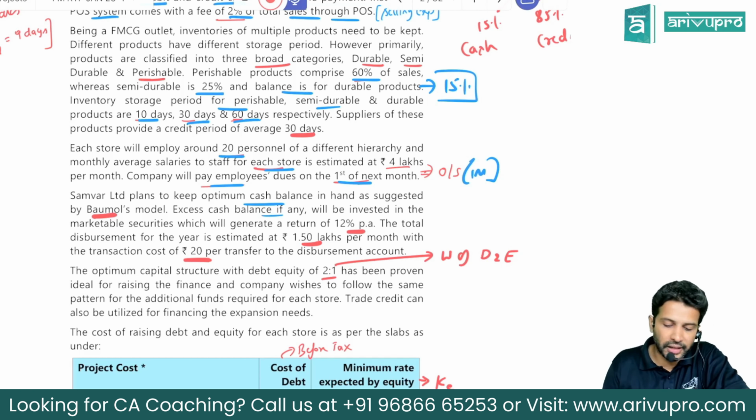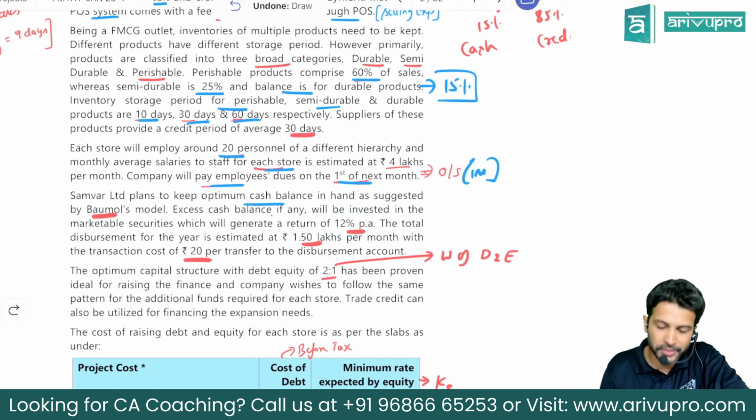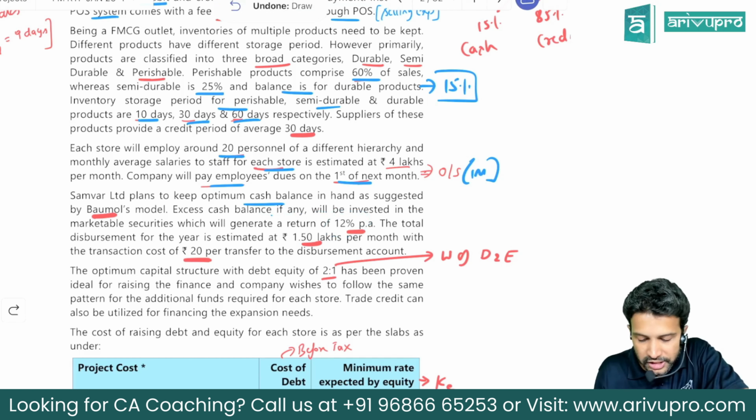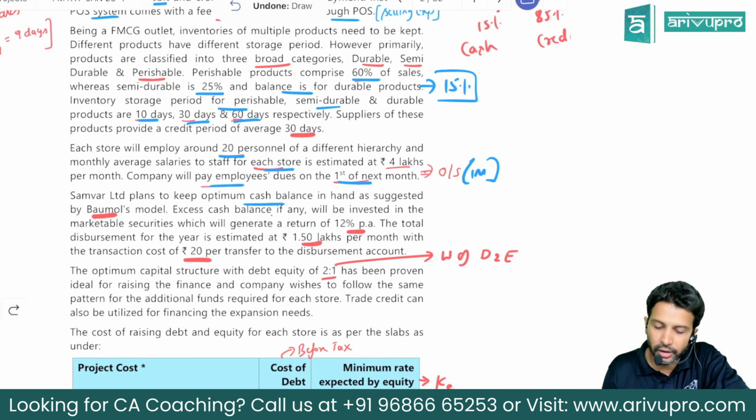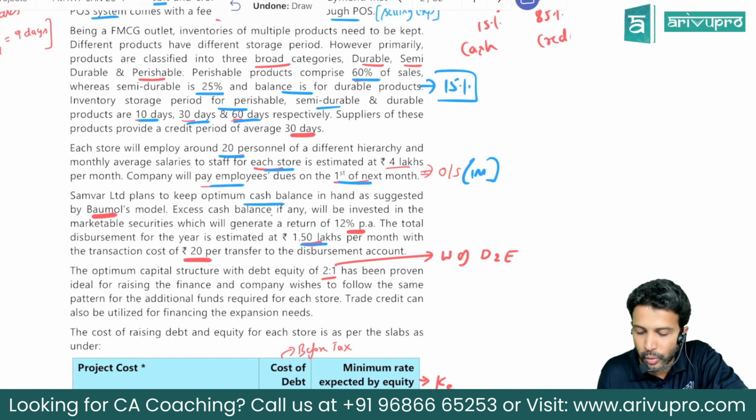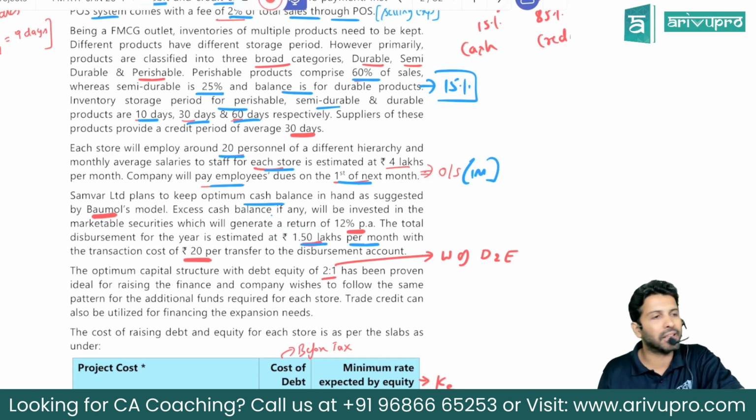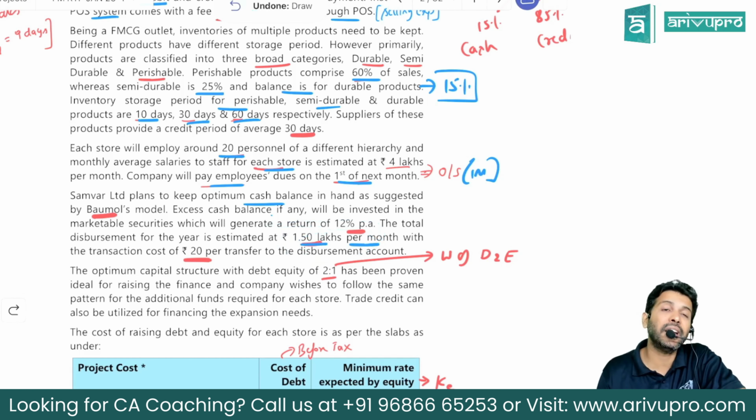Excess cash balance, if any, will be invested and it will generate how much percent return? 12%. The disbursement for the year is estimated to be 1.5 lakh rupees per month. This is monthly disbursement. We need an annual disbursement, with a transaction cost of 20 per transfer.